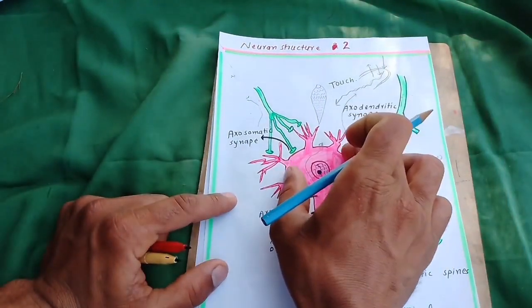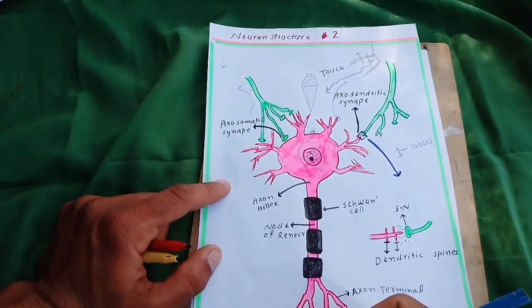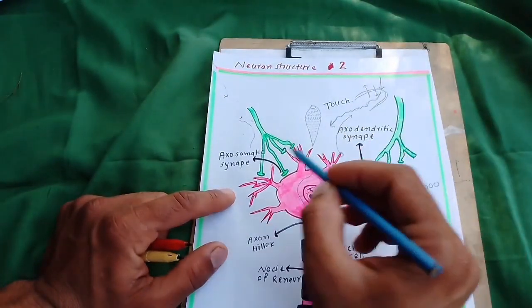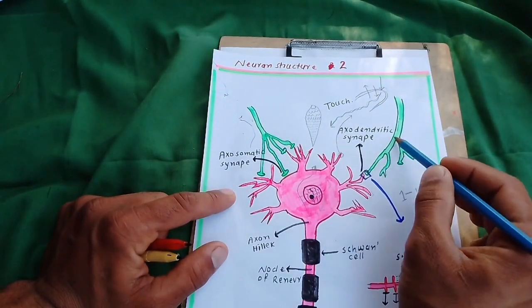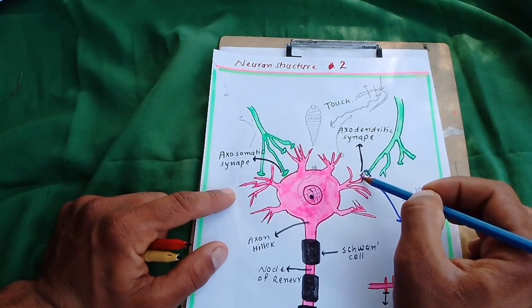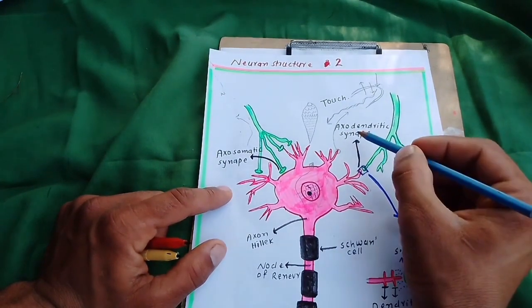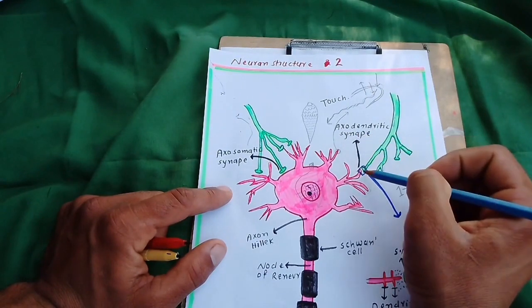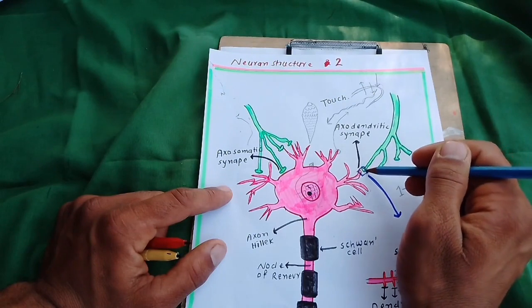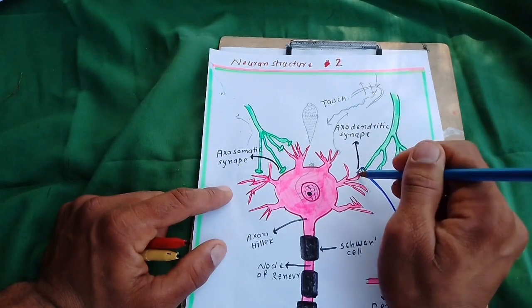So this is the dendrite. Another part of the... when the axon, this is the axon of another neuron, makes a synapse with the dendrite, this is called an axodendritic synapse. Axodendritic synapses are the synapses which are made between the axon and the dendrite.